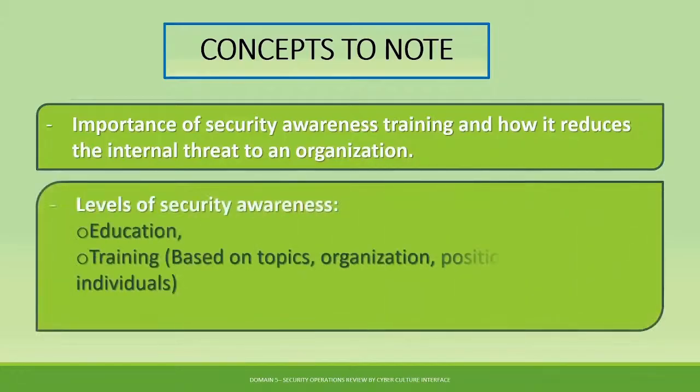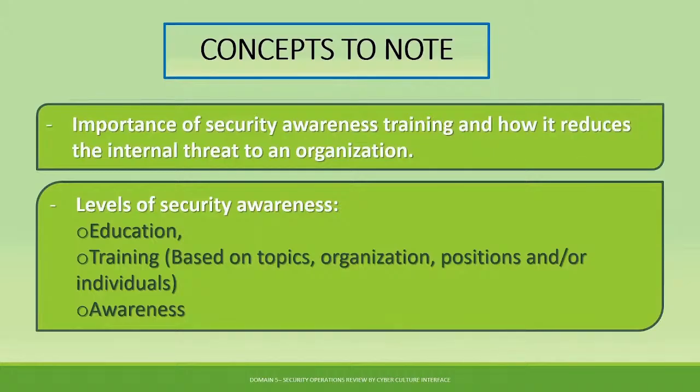Another concept here is the levels of security awareness. Domain 5 of security operations talks about three levels of security awareness. You have the educational level. This is where you actually get educated on the kinds of security situations or breaches that can happen. This is a proper education. Then we have another level of awareness, which is training. This one can be specific. Training happens based on topics or organization.